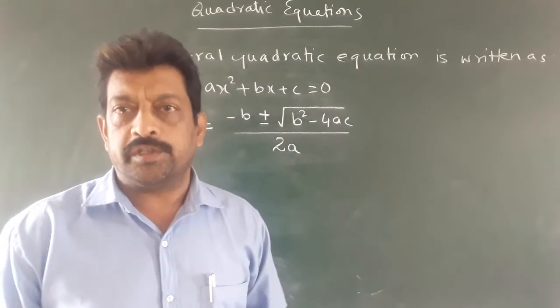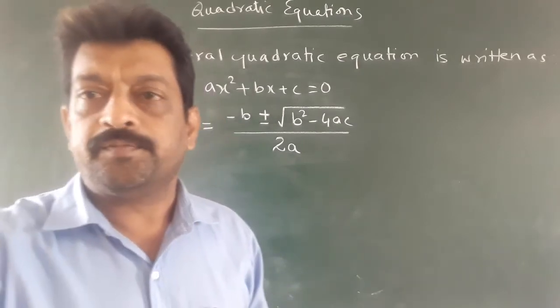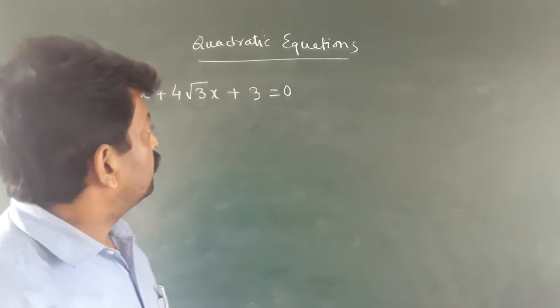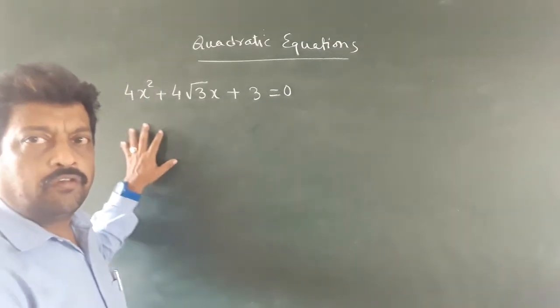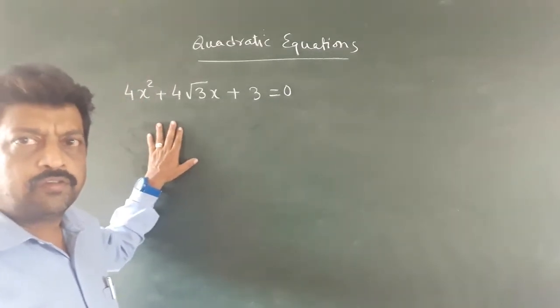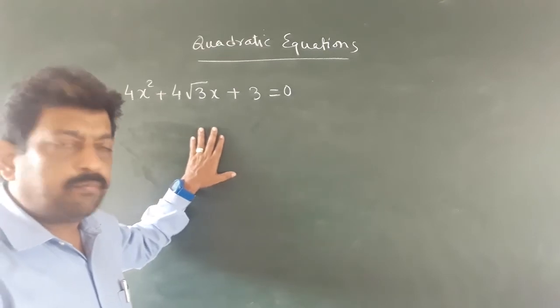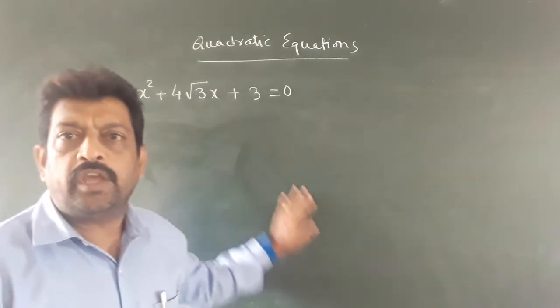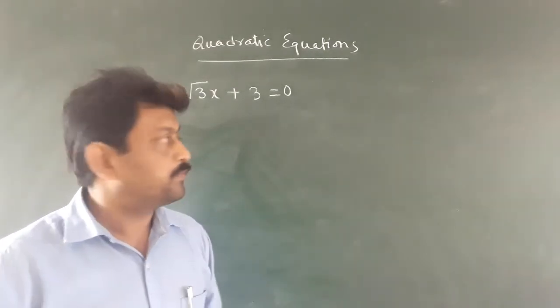Now how to use the quadratic equation formula? Let me show you one example. This is the quadratic equation: 4x square plus 4 root over 3x plus 3 equals to 0. We have to find the roots.